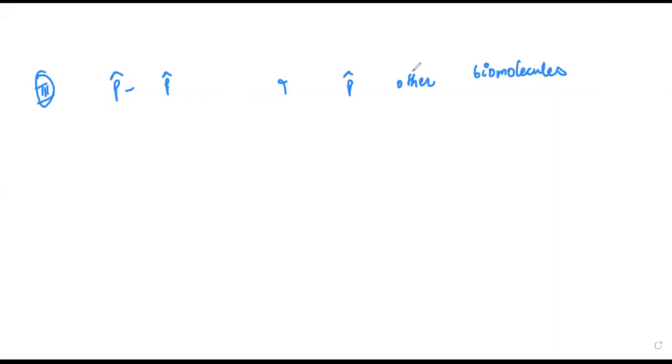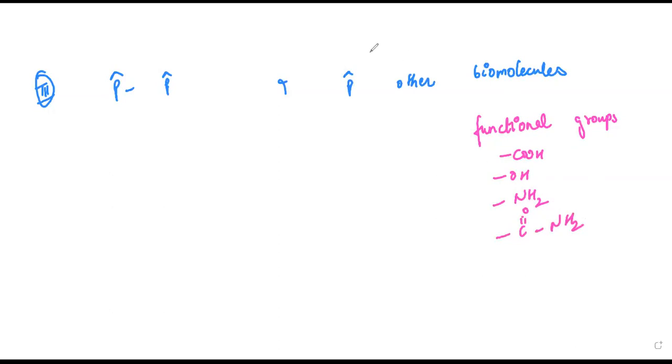I said amino acids consist of different functional groups: carboxyl, hydroxyl, amine, amide. These are the various functional groups, but two are common in every amino acid. Now, I said proteins interact with proteins as well as with other biomolecules, and based on this type of composition, proteins can be divided into two categories. The first one is simple proteins, which consist of only amino acid residues, and the other category is conjugated proteins.